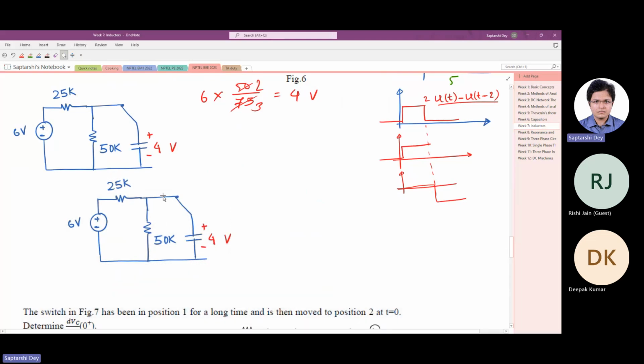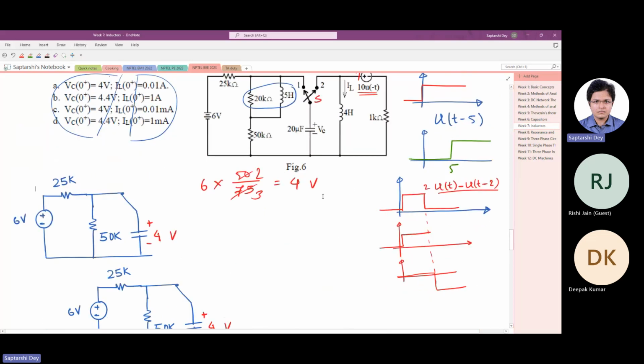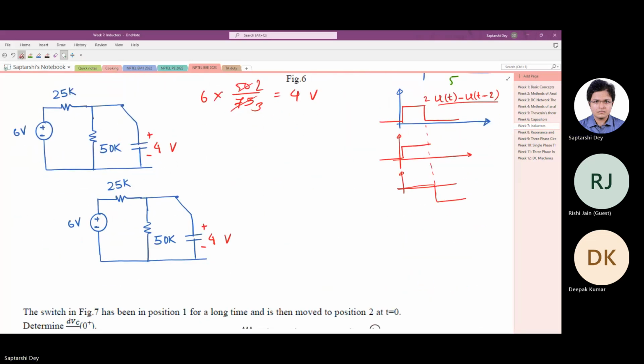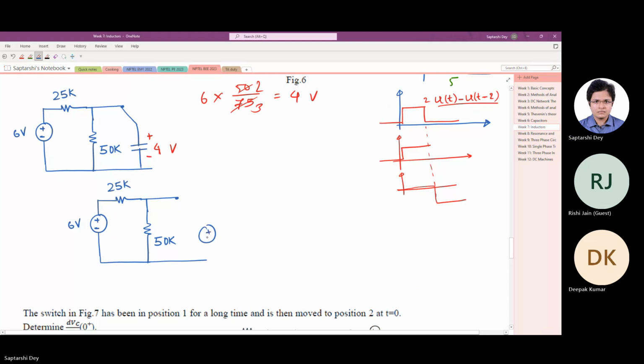Okay. Now 4-volt capacitor, as usual, we have been asked to find out t tends to 0 plus. So we'll replace it with a 4-volt source. So this becomes a 4-volt source.